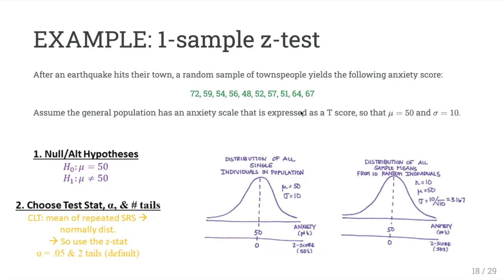It doesn't mean everyone is above 50. We have this person, they're pretty chill. This person's barely above 50. But as a group, on average, their anxiety levels are higher than 50.